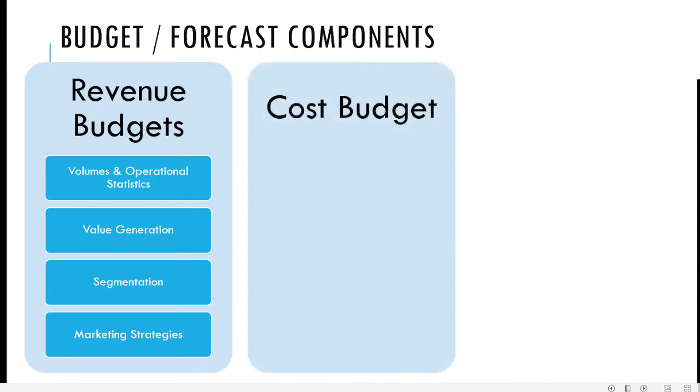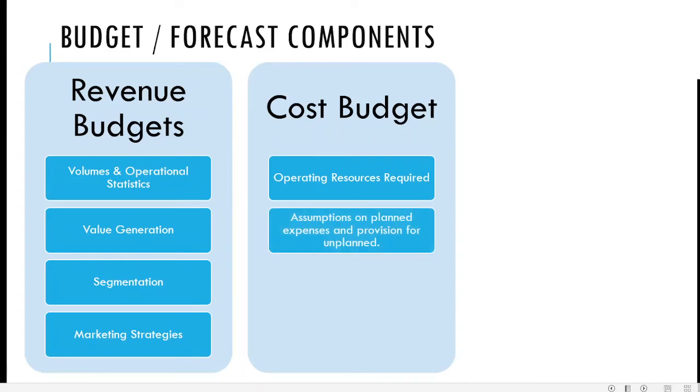Then the next component of the budget is the cost budget. Obviously, from revenue, we have to work on the cost. The cost is also going to be the operating resources required. So the cost of goods sold, the material cost, the labor cost, including the production cost, the resources, the machine hours, how many we need. That's all part of the cost budget. And then we assume the planned expenses, and also certain unplanned expenses, because there are always some unplanned expenses.